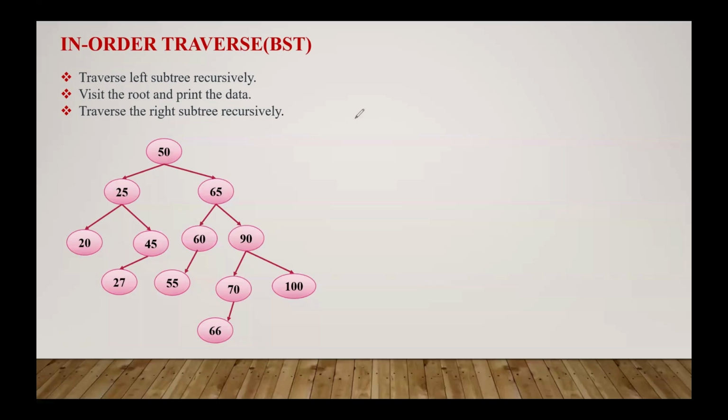So the first in-order value is 20, then 25, because after left we go to the root. So 25 is printed, and then the right. Right means 45, then 27. So anyhow, first we have to visit the left, that is 27. Then 45, there is no right. So for this one, left is over, right is over. This 45 is over. Then we go for the 50.